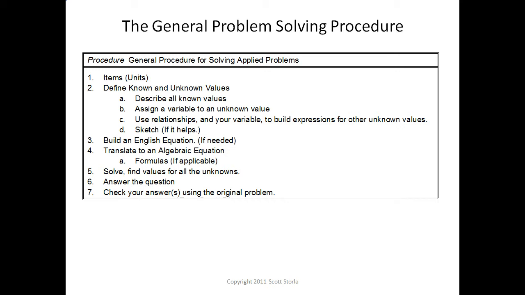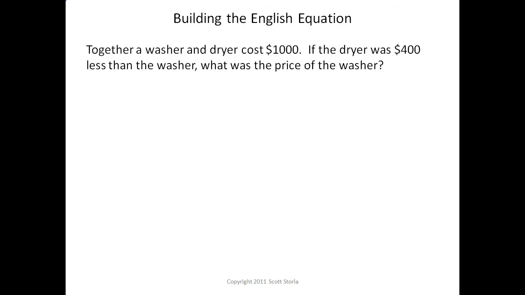We've worked on all the steps except for step 3. So let's start by practicing step 3, and then we'll go on to use all the steps to solve a number of problems. Step 3 has us build an English equation, and I'll do the first one and then you can try a few others. In this case, I have a washer and dryer that costs $1,000, and the dryer is $400 less than the washer, and I'm supposed to find the price of the washer. Now we're not going to solve the problem yet. Instead, we're just going to set up the English equation.